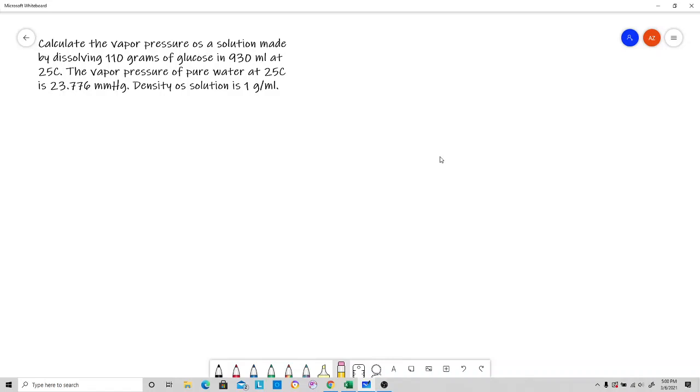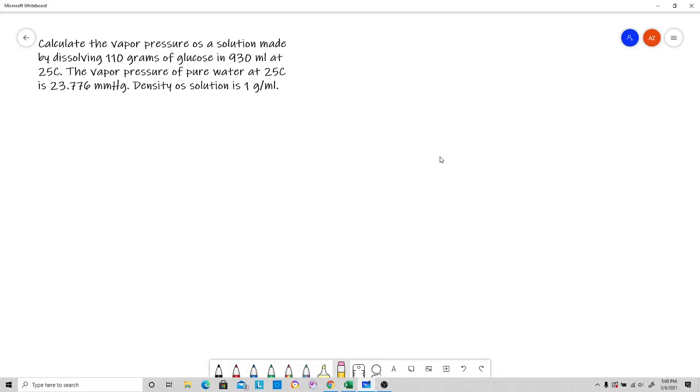Okay, I'll be going over this problem. It says calculate the vapor pressure of a solution made by dissolving 110 grams of glucose in 930 milliliters of water at 25 degrees Celsius. The vapor pressure of water at 25 degrees Celsius is 23.776 mmHg. The density of the solution is 1 gram per milliliter.